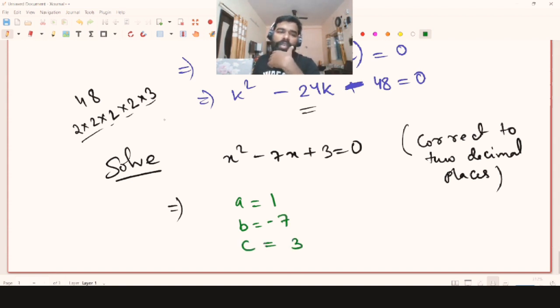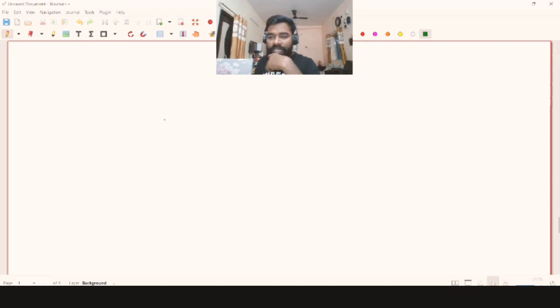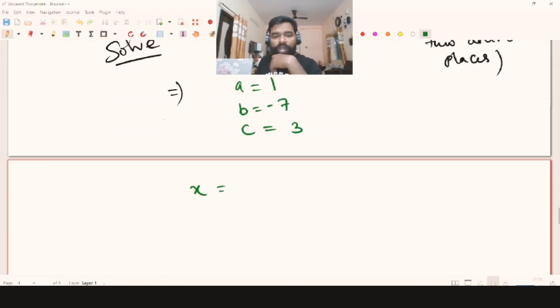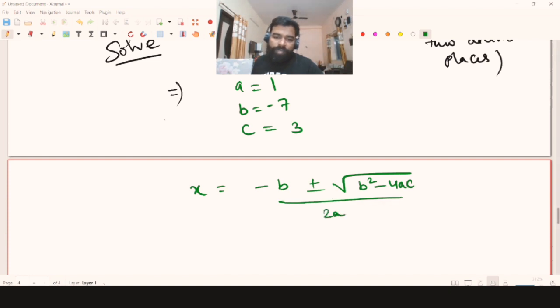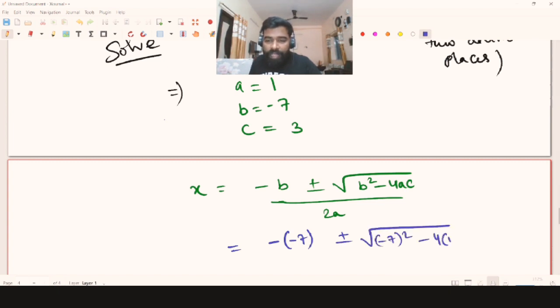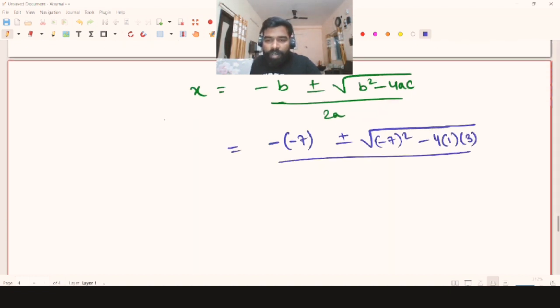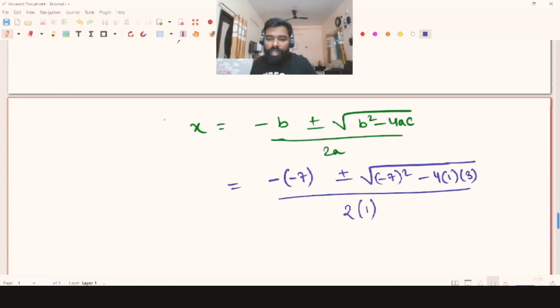And what is C? It's 3. Okay, so we got a, b, c and we have the formula that is x is equal to minus b plus or minus root under b square minus 4ac by 2a. So we put here b is equal to minus 7 plus or minus root under minus 7 whole square minus 4 a and c is 3, and then the denominator is 2a, and a is what? 1. A is 1, yes.